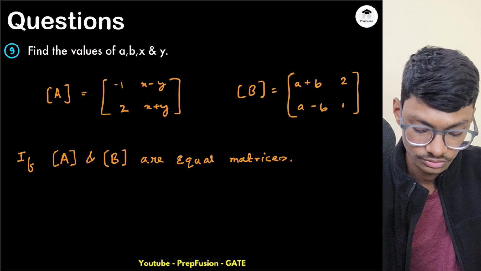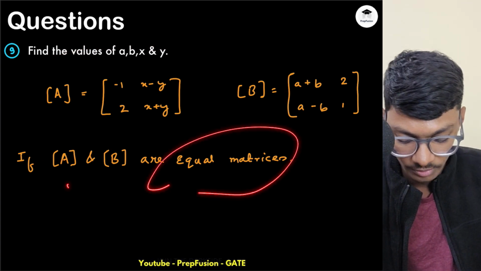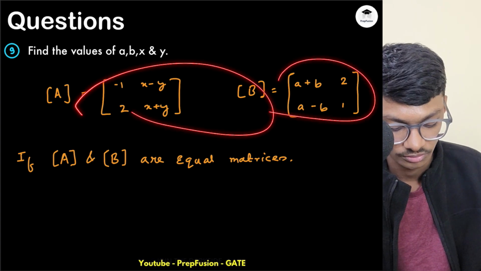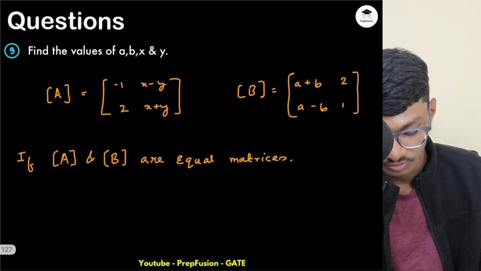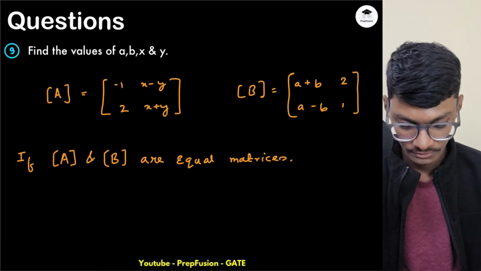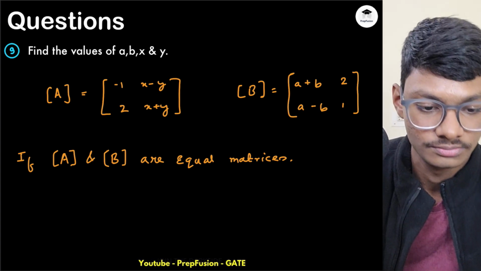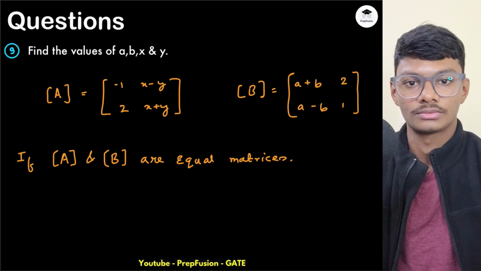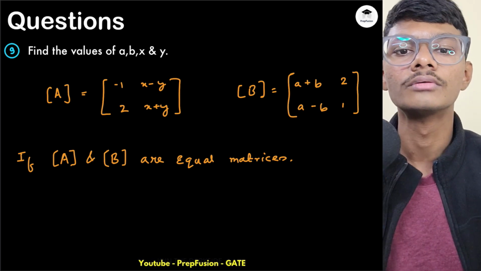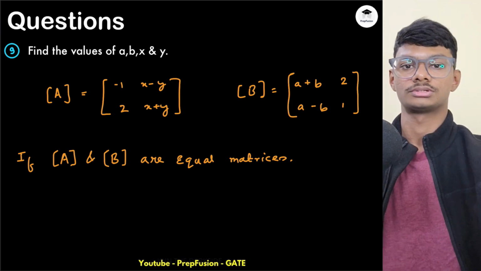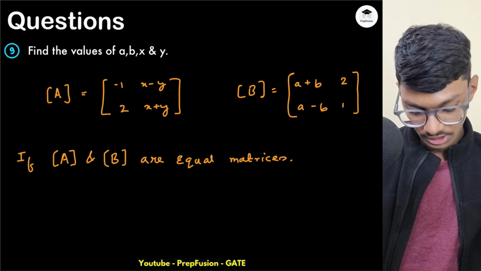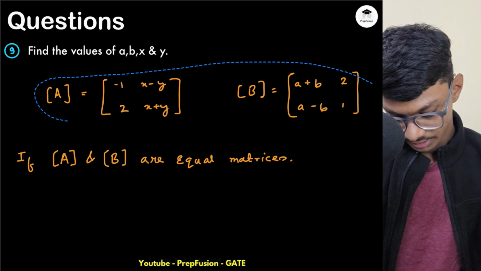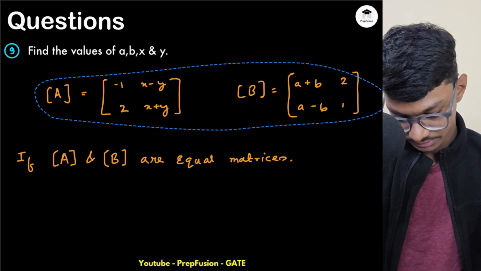Now let's solve this question. If A and B are equal matrices, you have to find the value of x, y, and z. A and B are equal matrices, that means both of them are the same. So from here, what can I write? Just hold on a second, let me put this towards the back. Okay, now it's fine. Everything is fine, right? I just have to check sometimes if it is recording or not.